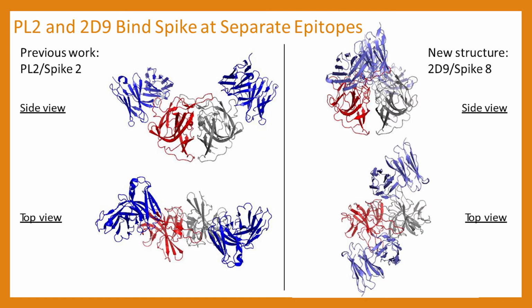So I solved the structure of the antibody called 2D9 bound to spike from serotype 8. And if you compare it to the PL2 spike 2 structure, you can see that the antibody that binds serotype 8 binds it in a very different location from the antibody that binds serotype 2. That means that there are 2 separate epitopes, or binding places, on the spike. And that indicates that there are 2 separate sites on spike that are important for the virus to function.